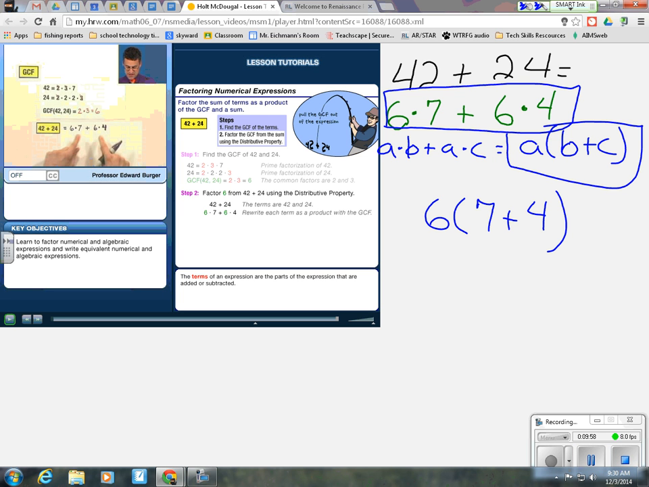Does this still equal 66? 6 times 7 is 42, plus 6 times 4 is 24, which equals 66. Or we can use the order of operations. 7 plus 4 is 11, times 6 is 66. So do you see how that was all written that way? And how we get from A times B plus A times C equals A, and then parentheses B plus C.